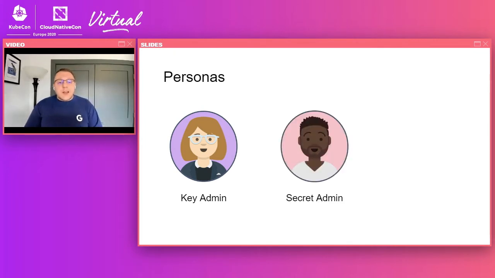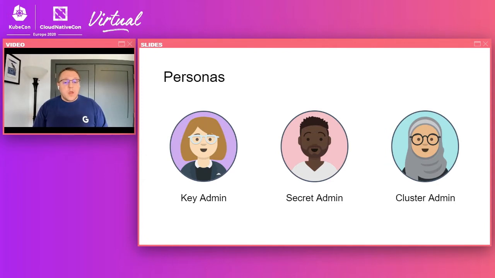Our next persona is the secret admin. The secret admin is responsible for managing sensitive data like passwords and API keys. They're also unlikely to be familiar with Kubernetes or the Kubernetes API. And our third persona is the cluster admin. The cluster admin is responsible for deploying, managing, and configuring the Kubernetes cluster and any workloads that run on it. Hopefully they are familiar with Kubernetes tools since that's really what they do every day.